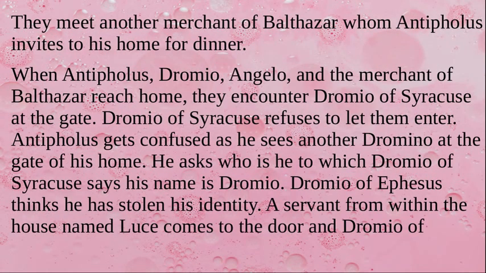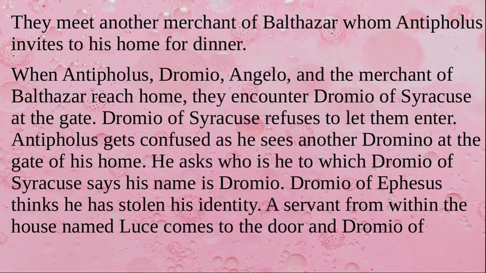When Antipholus, Dromio, Angelo, and the merchant of Balthazar reach home, they encounter Dromio of Syracuse at the gate. Dromio of Syracuse refuses to let them enter. Antipholus gets confused as he sees another Dromio at the gate of his home. He asks who he is, to which Dromio of Syracuse says his name is Dromio. Dromio of Ephesus thinks he has stolen his identity.